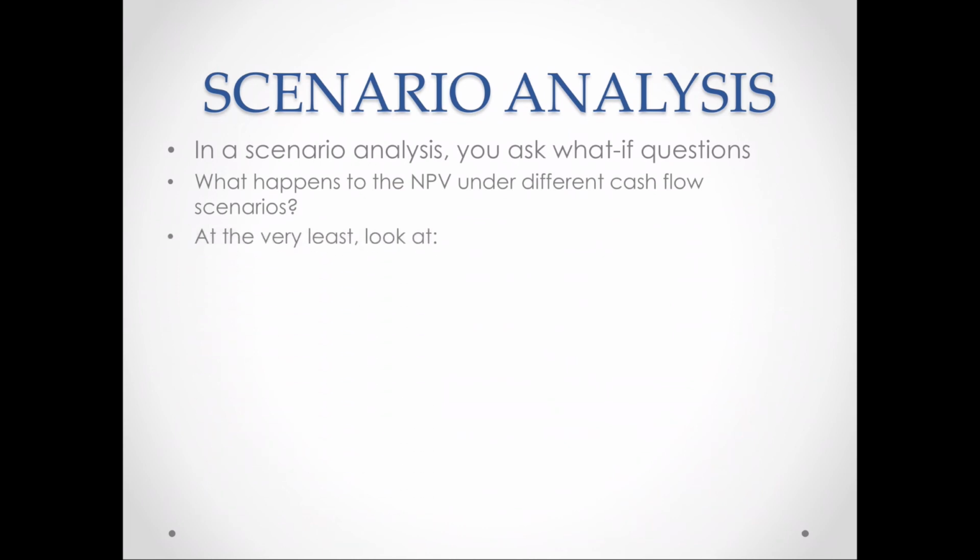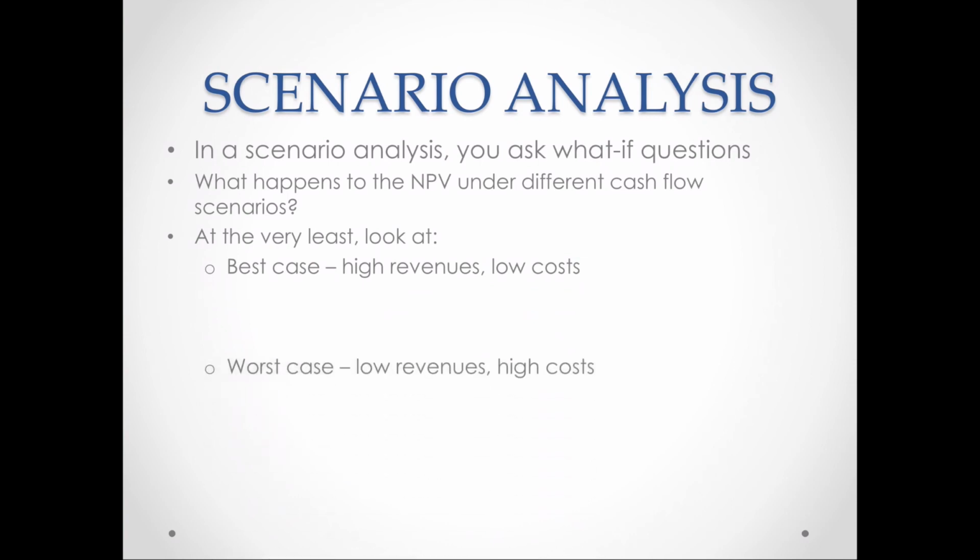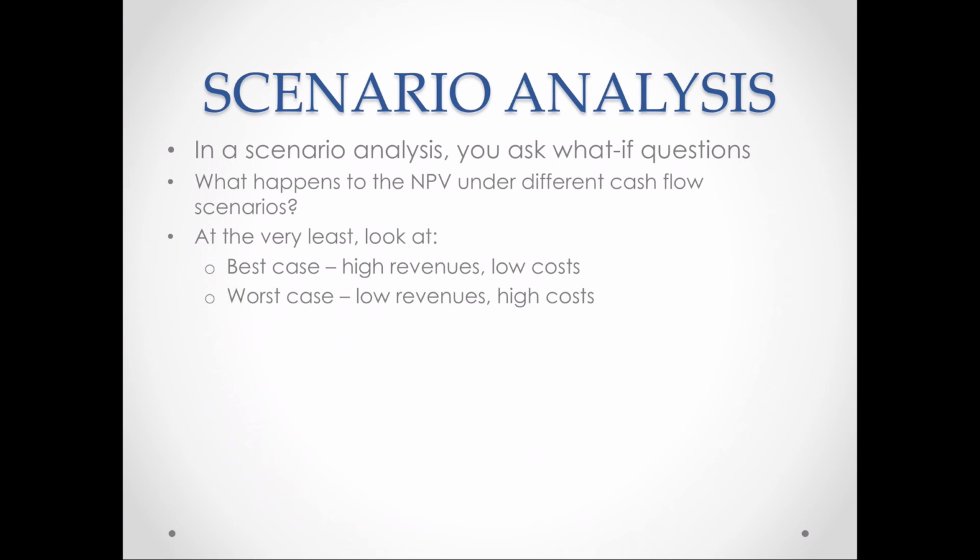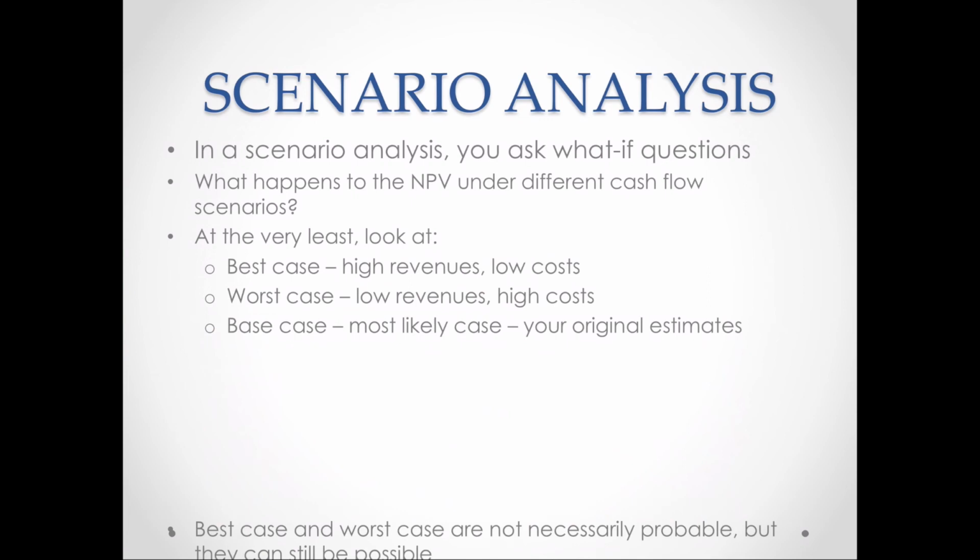At a minimum, we should look at three main scenarios. First would be your best case. Well, I shouldn't say best case is your first, but your best case is all the good inputs go together. So highest revenues, lowest costs. You would then have worst case, which is your lowest revenues and your highest costs. And then what I should have said as your first projection would be your base case. So this is your most likely case, your original estimates. And based on these original estimates, then you have your best case scenario and also your worst case scenario.